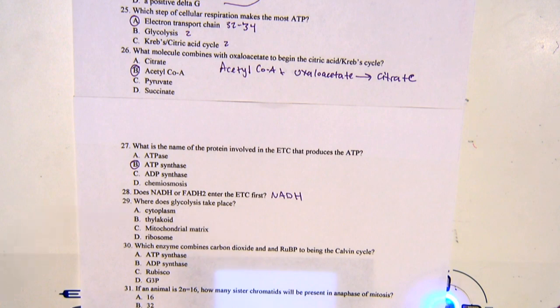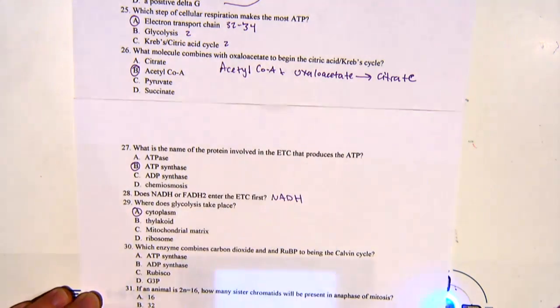29. Where does glycolysis take place? Glycolysis takes place in the cytoplasm.